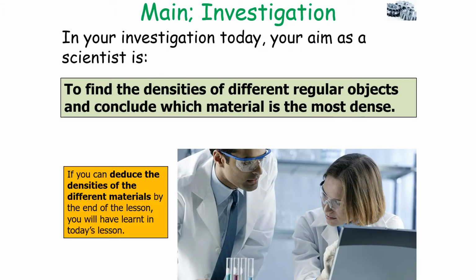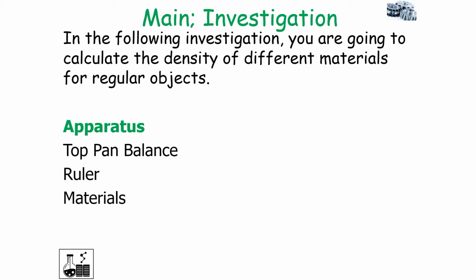Now, in today's lesson, if we're successful, we should be able to find the densities of different regular objects and conclude which of the materials is the most dense. So in the following investigation, you would need the following materials: a top pan balance, a ruler, and different materials of different elements or metals.